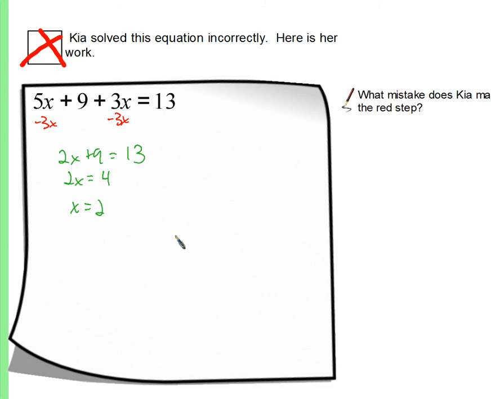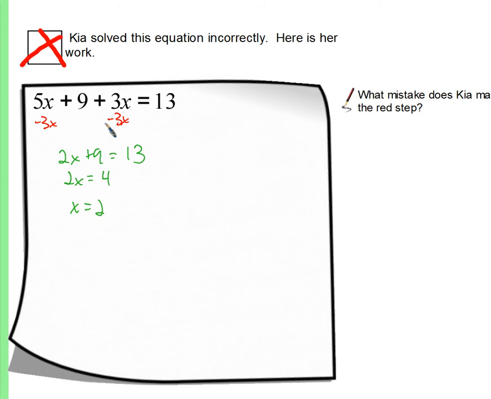Yeah, I can kind of see what's going on in this person's head. They see a 3X and they feel like they want to move it over here. I'm not sure exactly what's going on there, but they're subtracting 3X. So let's look at the two different things they're trying to do. Either they're going to subtract 3X. Okay, so if they subtract 3X, how would that go?